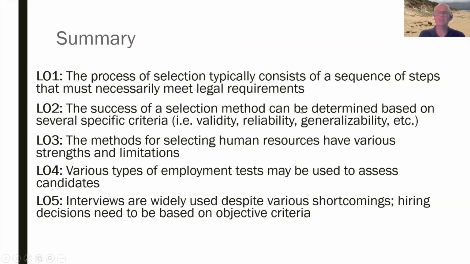The success of a selection model can be determined based on the criteria. So make sure you know your criteria of validity, reliability, generalizability, legality, and utility. Know those. Methods for selecting human resources have various strengths and limitations. Interview methods are things like interviews, tests, and background checks. And again, tests, which is number 4 here, can be used even more than an interview in a lot of cases.